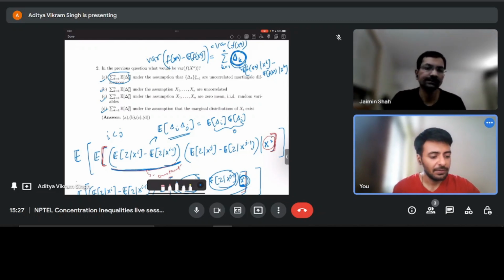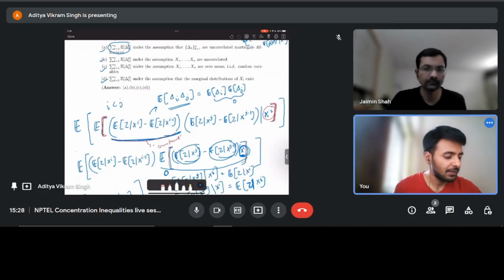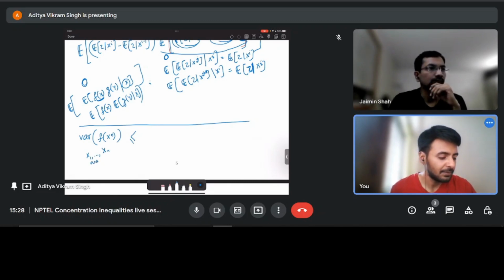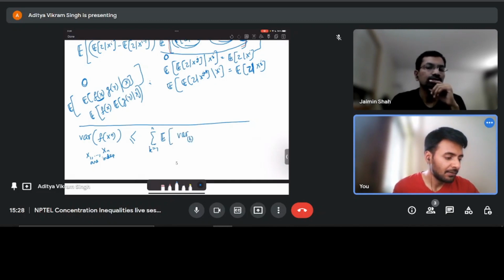So in Efron-Stein, what did we do? We wrote the variance of f of x1 to xn, where x1 to xn are independent. This independence was used at one step in the proof, not the uncorrelated step, but another step. So in that case, what we have is that you break the variance into a sum of terms, each the variance of f with respect to one variable.